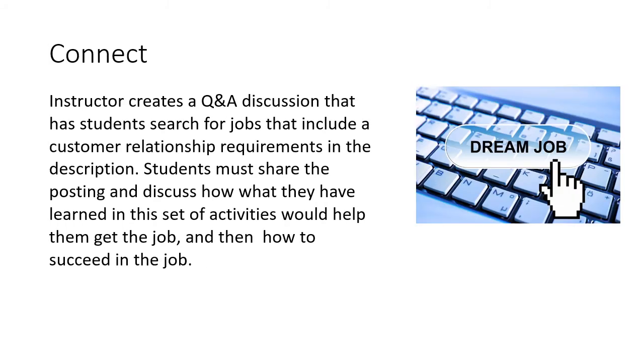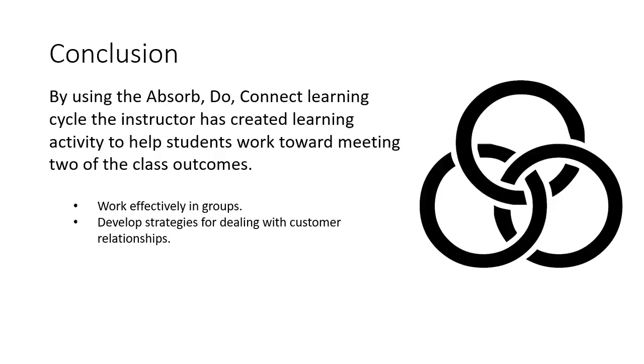Next, we have the connect activity. Here, the instructor would create a Q&A or question and answer discussion that has students search for jobs that include a customer relationship requirement in the description. Students would then be required in this Q&A forum to share the posting and then with their peers discuss how what they have learned in this set of activities would help them get the job, or how they might need to bolster additional activities in order to get the job, and then how they could succeed in that job based on what they now know about designing social media campaigns and dealing with customer care via social media.